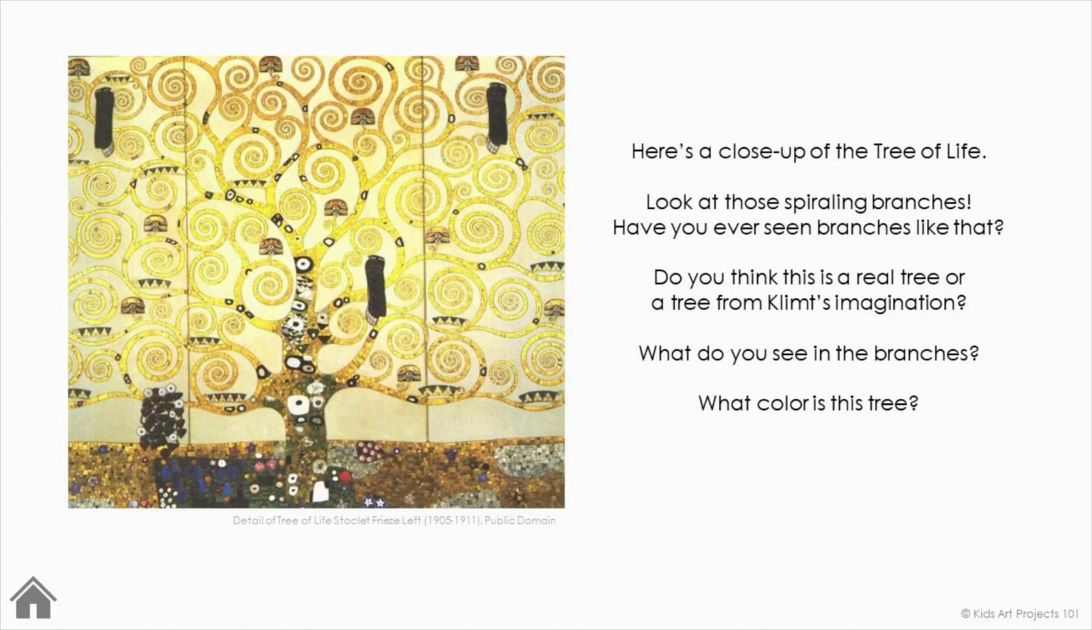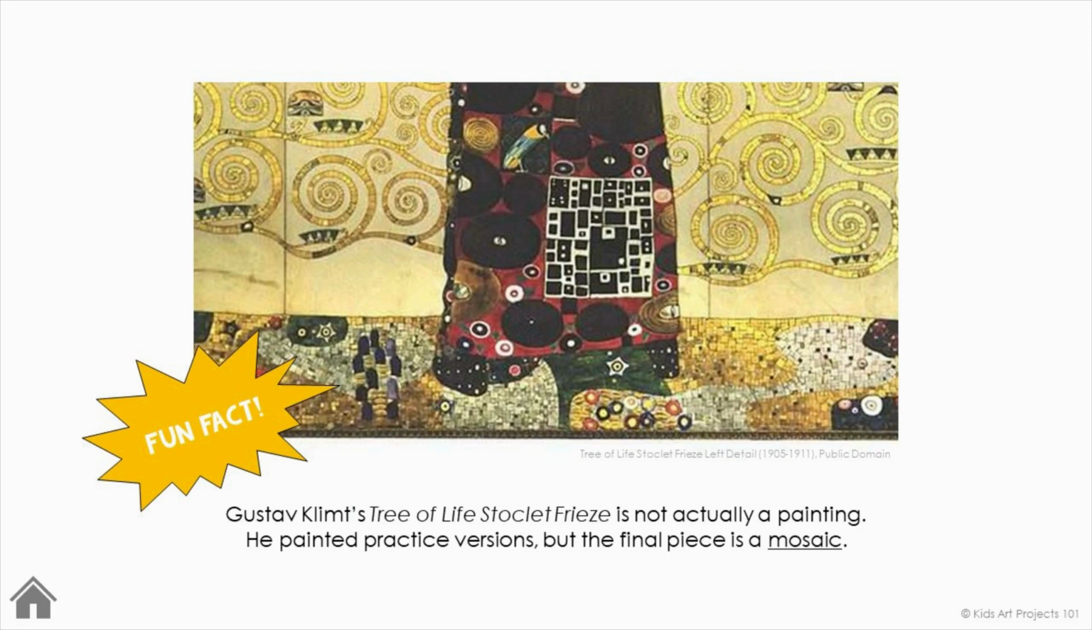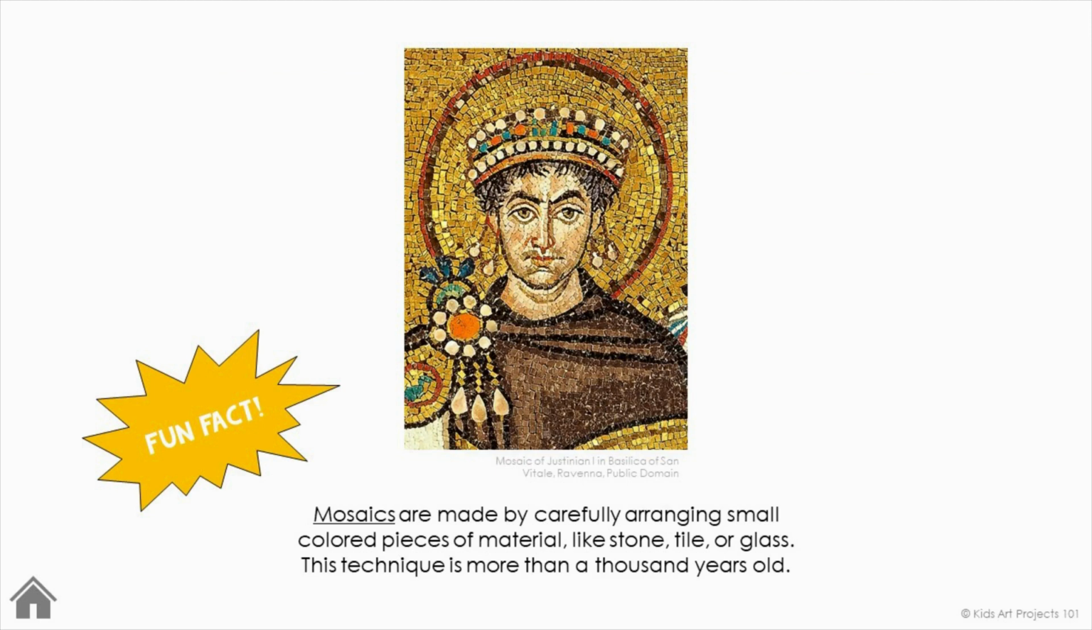Here's a fun fact. Gustav Klimt's Tree of Life Stoclet Frieze is not actually a painting. He painted practice versions, but the final piece is a mosaic. Mosaics are made by carefully arranging small colored pieces of material like stone, tile, or glass. This technique is more than 1,000 years old.